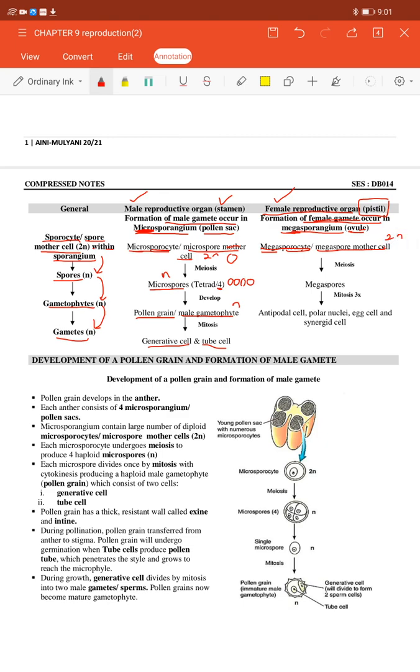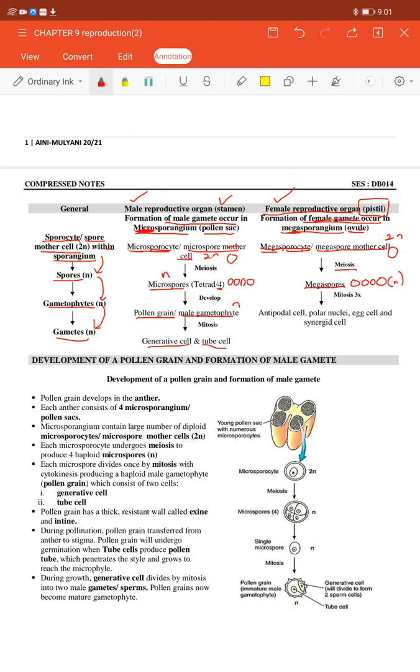Each megaspore mother cell will undergo meiosis to produce megaspores. Megaspores, you can see there is an S, so of course there are many. There are 4. The mother cell is just one, which is 2N, and each one of the megaspores is N, haploid.